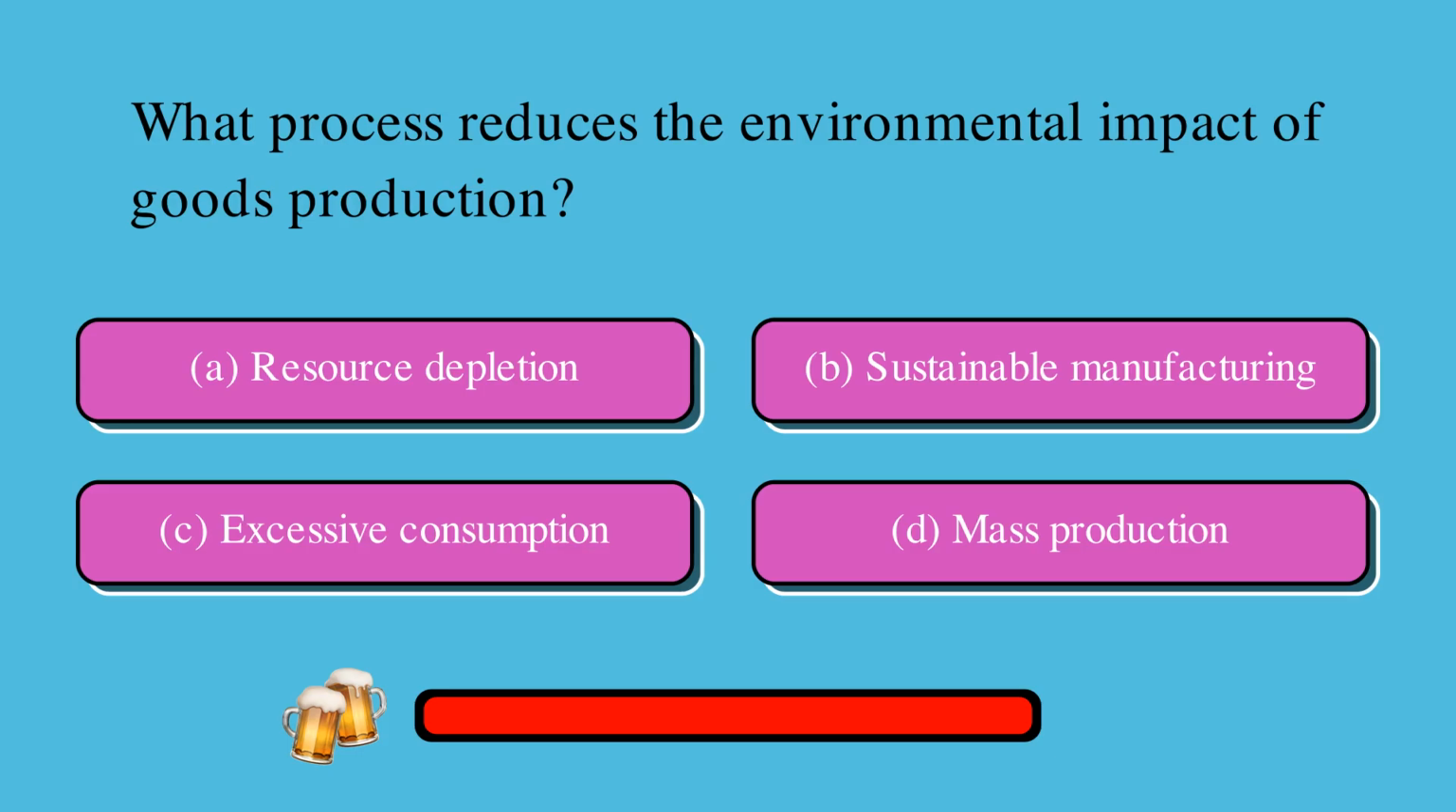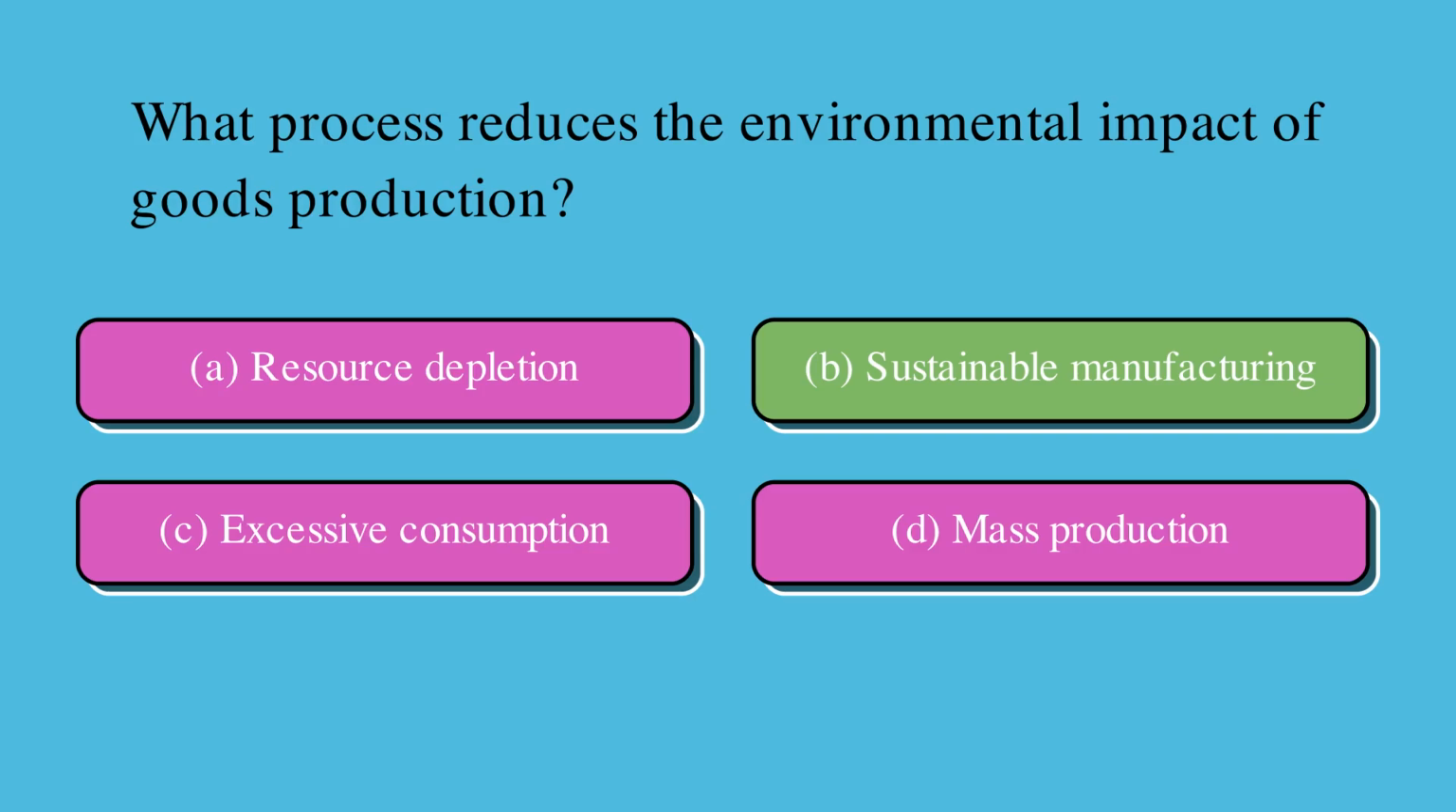What process reduces the environmental impact of goods production? Is it A, resource depletion, B, sustainable manufacturing, C, excessive consumption, or D, mass production? The correct answer is B, sustainable manufacturing.